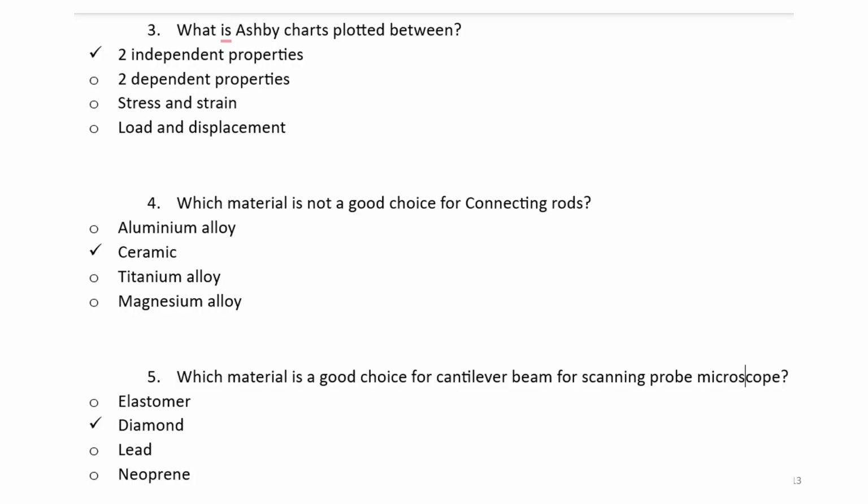Next question is, which material is a good choice for a cantilever beam for a scanning probe microscope? Your options are elastomer, diamond, lead, and neoprene. So the correct option here will be diamond. Silicon nitride and some other ceramics can also be used in making cantilever beams, and diamond is one of the highly used materials for cantilever beams.